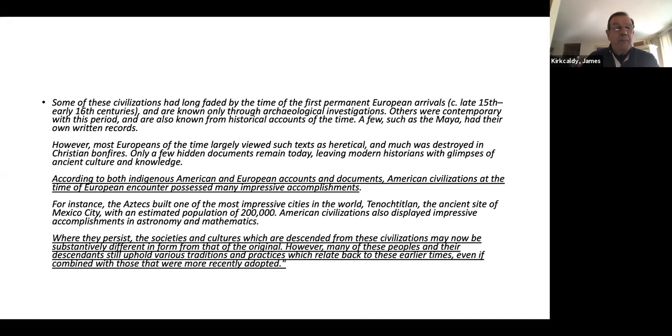Once again, the very bottom part, where they persist, the societies and cultures which are descended from these civilizations may now be substantially different in form from that of the original. However, many of these people and their descendants still uphold various traditions and practices which relate back to these earlier times, even combined with those that were more recently adopted. I think of the Mexican traditions of the Day of the Dead, for example, which predates many Christian aspects of that. Just as one example.